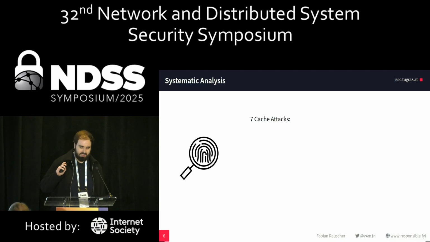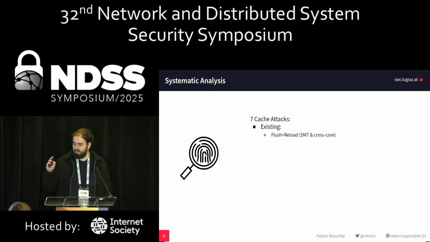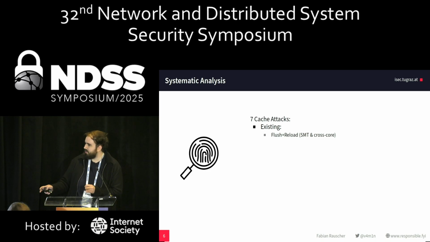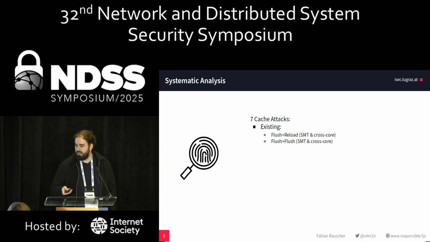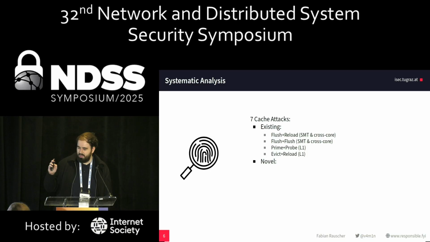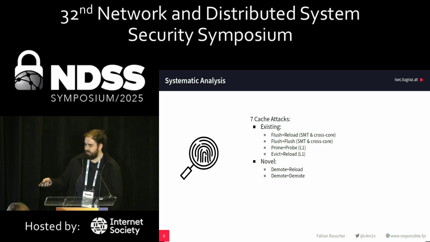So we analyzed 7 cache attacks, a few existing ones. Flush and Reload, both on SMT, so same core, and cross-core. Might sound very similar, but you get some very different characteristics depending on where attacker and victim are running. We have Flush and Flush, also as SMT and cross-core. We have Prime and Probe on the L1, Evict and Reload on the L1, and of course we have our 3 novel attacks.